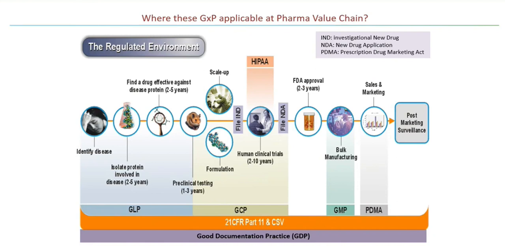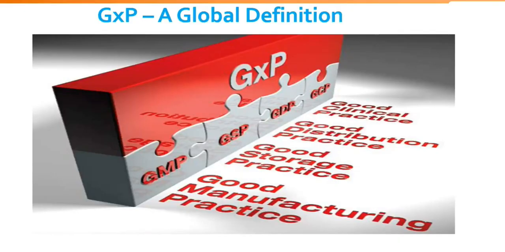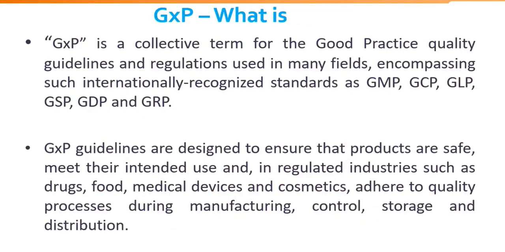21 CFR is nothing but Code of Federal Regulations, Chapter 21, Section 11, which is available on the site. If you go to fda.org, it will give everything. Similarly, Europe has its own, which they call Annex 11, for IT systems. Both are similar, but with some additions here and there. Sure. So we'll just look at a definition of GXP.